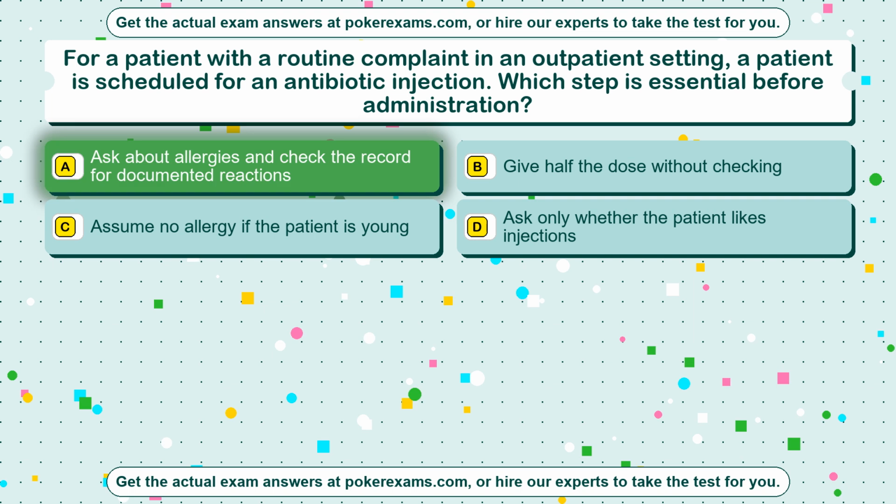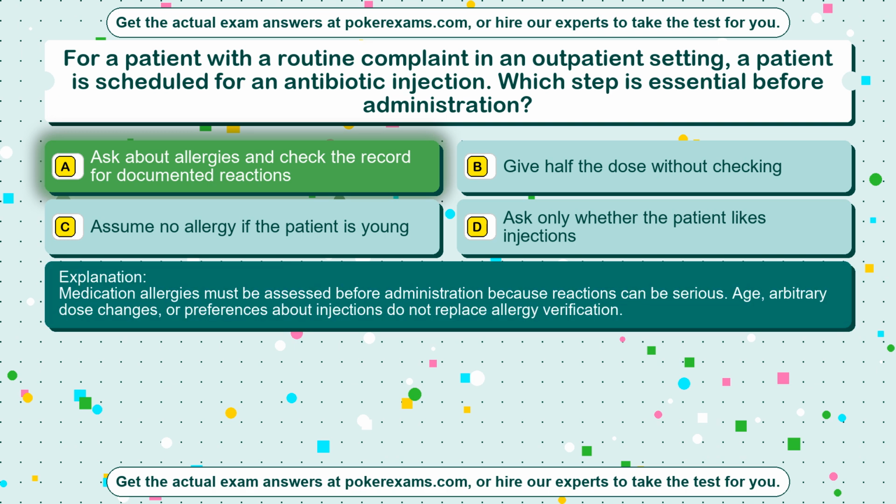The correct answer is option A, ask about allergies and check the record for documented reactions. Medication allergies must be assessed before administration because reactions can be serious. Age, arbitrary dose changes, or preferences about injections do not replace allergy verification.